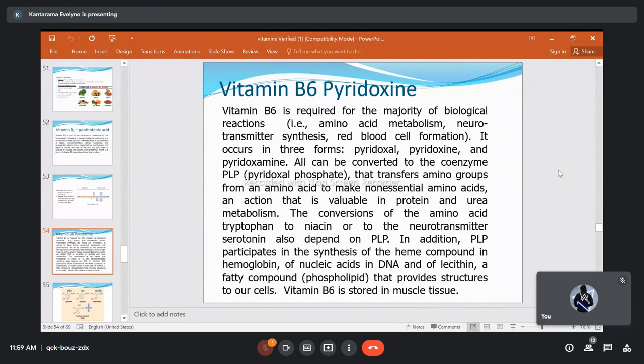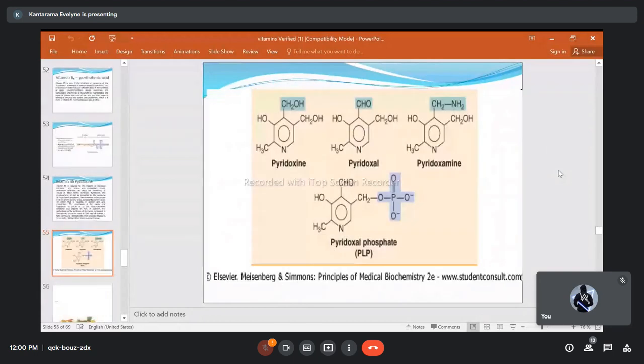The conversion of amino acid tryptophan to niacin or to the neurotransmitter serotonin also depends on pyridoxal phosphate. Pyridoxal phosphate participates in the synthesis of heme compound in hemoglobin. It is involved in the synthesis of nucleic acid in the DNA and of lecithin. Lecithin is a fatty compound that provides structures to our cells, and it is stored in muscle tissue.